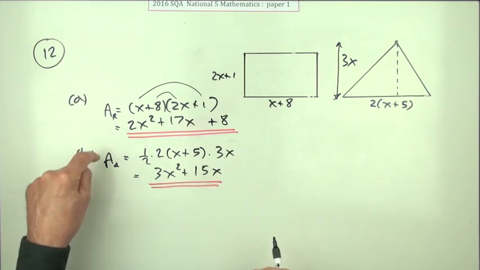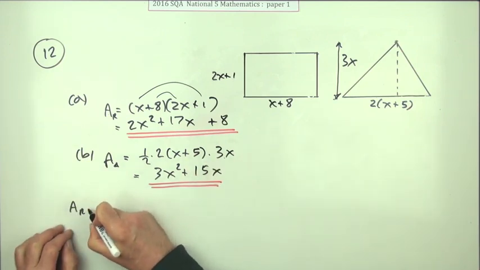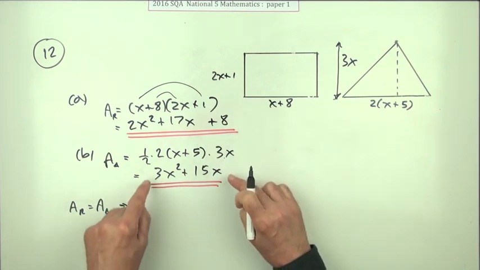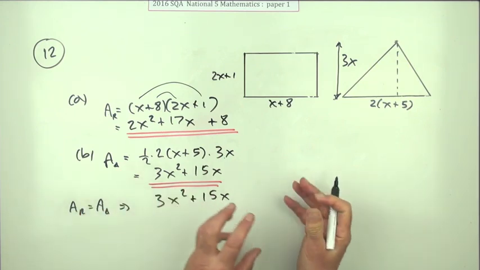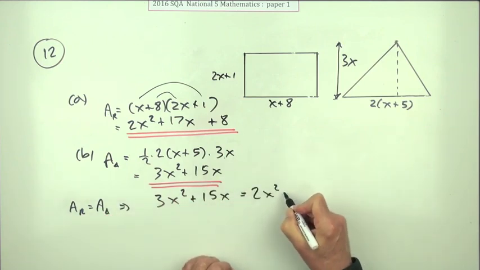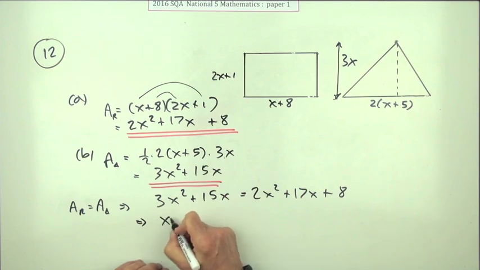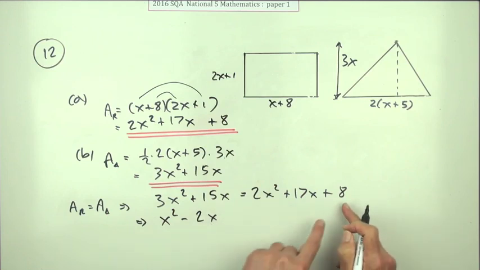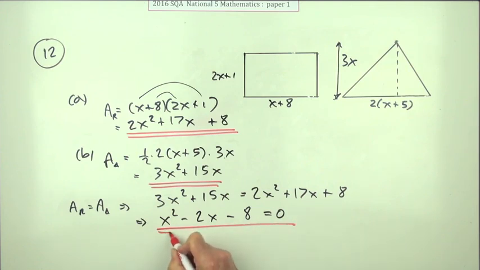Now, if it said that the area of the rectangle is equal to the area of the triangle, that means you can say these two things must be the same. I'll put this one down first because it's got more x squareds in it, so there's less to move over. Equals 2x squared plus 8. Then bring it all over to one side. So 3x squared minus 2x squared leaves you a single x squared. 15x take away 17x leaves you minus 2x, and then that just comes across as minus 8 equals 0. And that's what was required in part B.